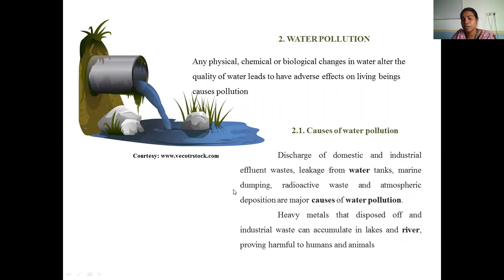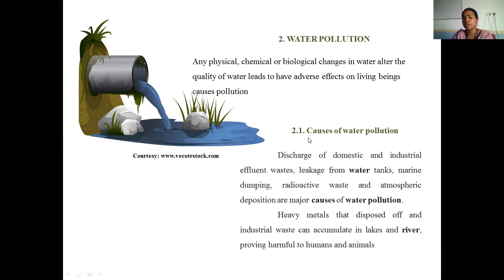And the second one is water pollution. Water pollution means any physical, chemical, or biological changes that happen in the water ecosystem that alter the quality of water for human consumption and other living beings' consumption. That causes pollution, which we call water pollution.